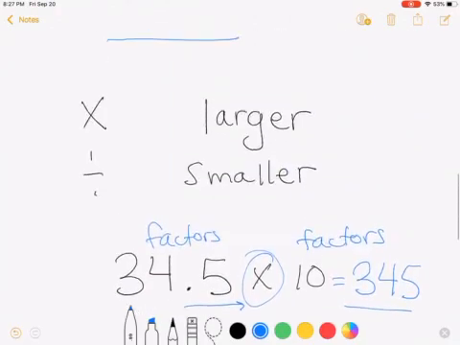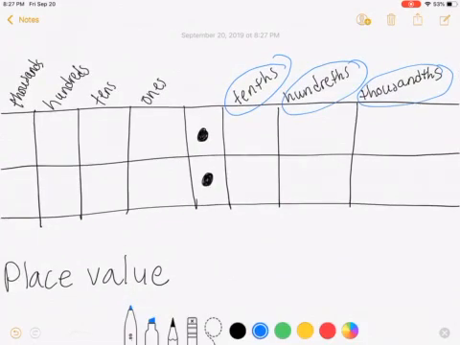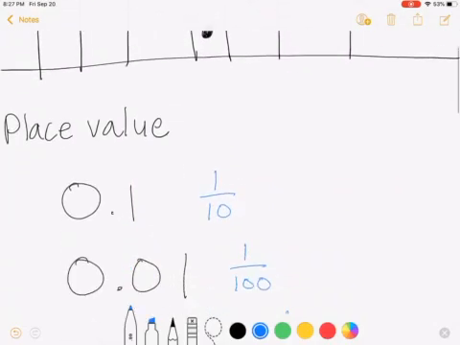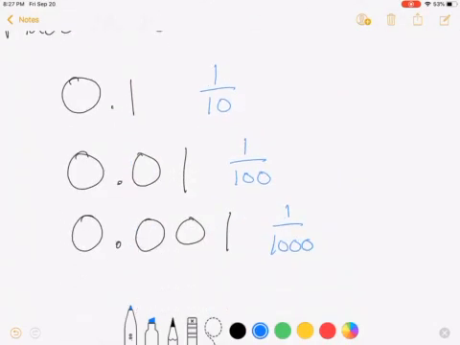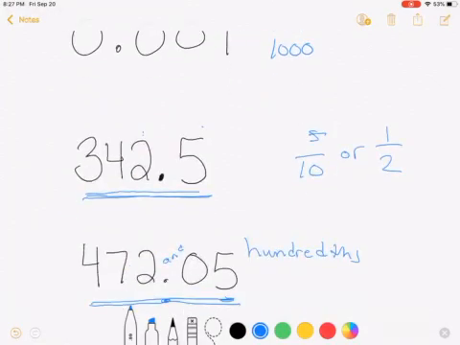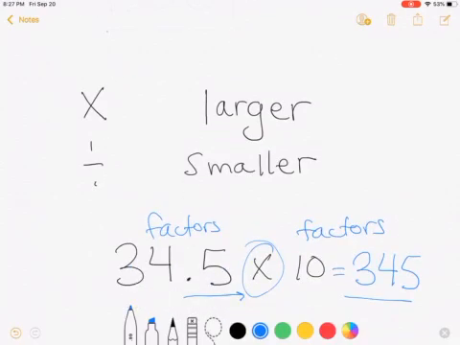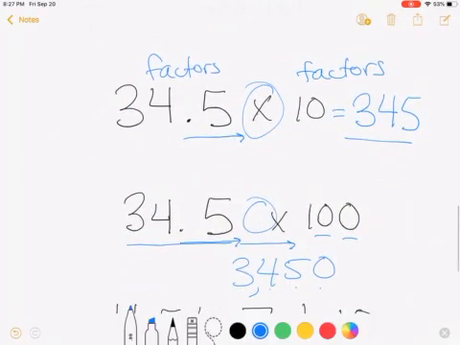Okay, so there's a brief review of what we did the first couple weeks of school. We discussed place value, emphasizing tenths, hundredths, and thousandths, how to write those as fractions, and the concept that they are not a whole number. It's less than 1. How to read the numbers, and how to multiply and divide by the powers of 10.